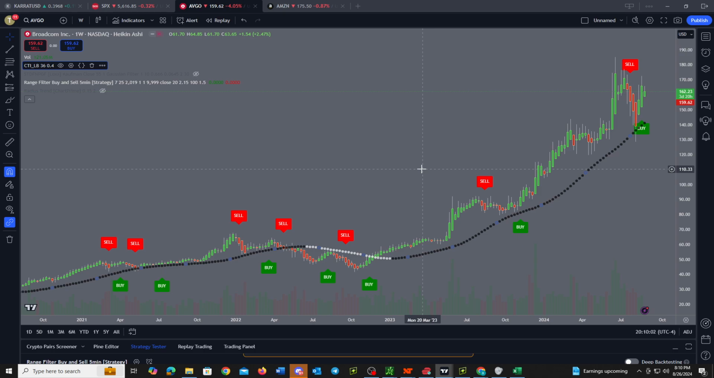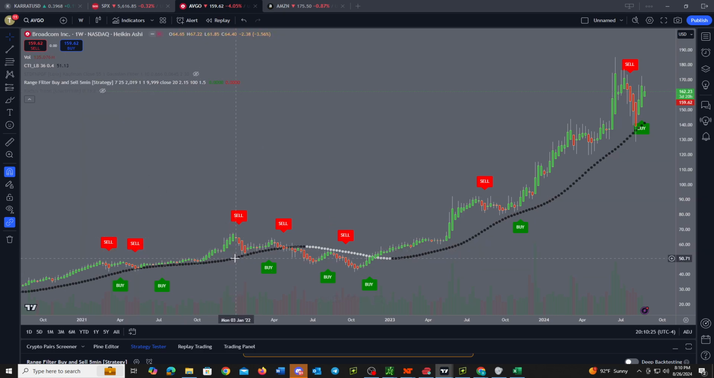It's not any different than anything I've created on NinjaTrader to use with my trend models, but I can't do any scripting in TradingView, so they have hundreds of thousands of indicators in here. You can find just about anything you're looking for. These buy and sell indicators are the range filter buy and sell strategy.